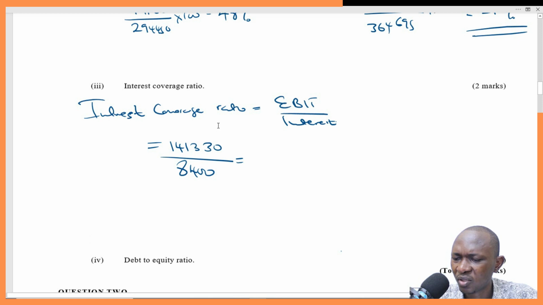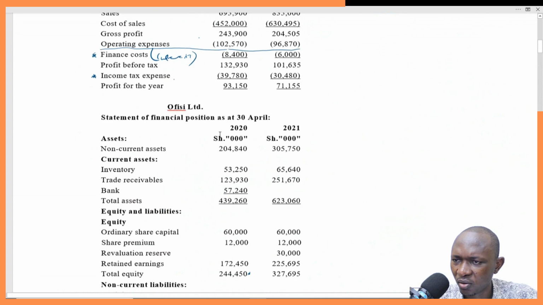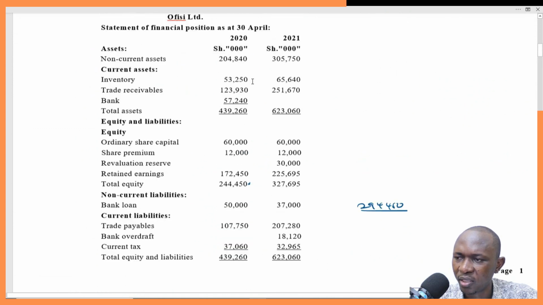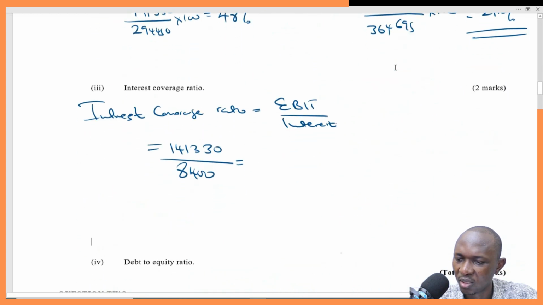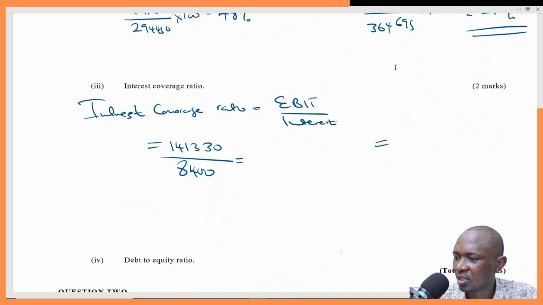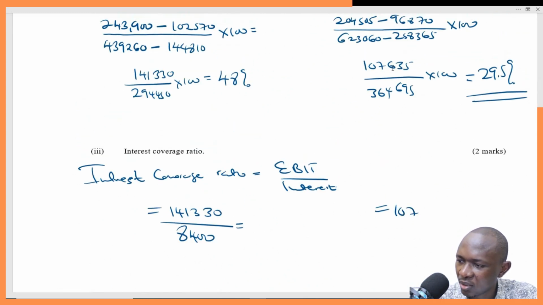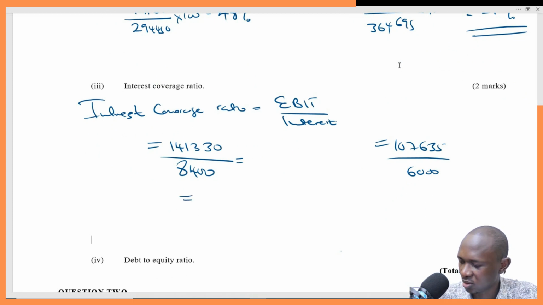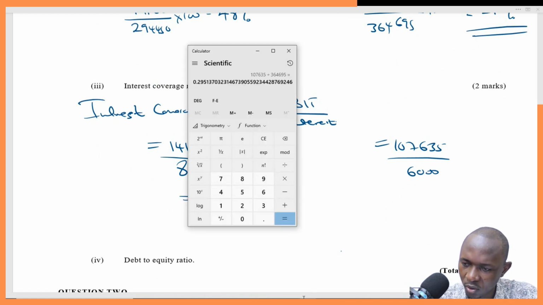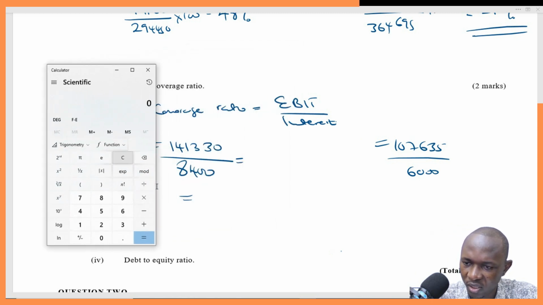So this will be 141,330. Just check again to be sure. 141,330 over 8,400, and the second one is 6,000. So I think we can just complete the whole of it. So this part for 2020 will have 107,635 over 6,000. So let's get the answer. This one will be quite straightforward.